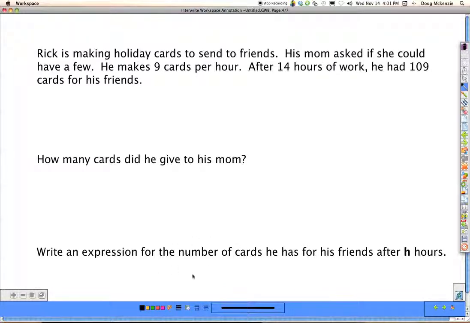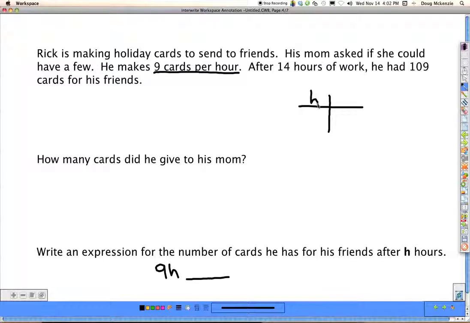Well, again, I'm going to start thinking down here. Let's start with the expression. Reading through the problem carefully, I see here is the rate, 9 cards per hour. So that's going to be 9 times the number of hours. Then I'm going to need to complete the rule in order to get my expression. Where's my data? It's up here. 14 hours of work and 109 cards for friends.